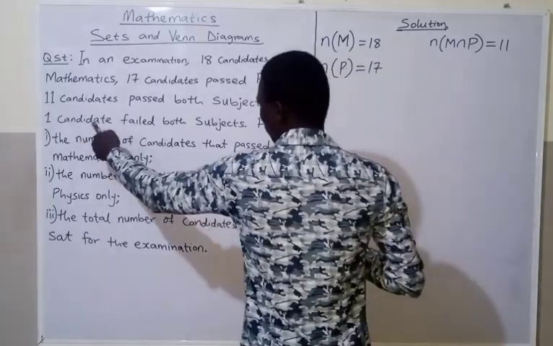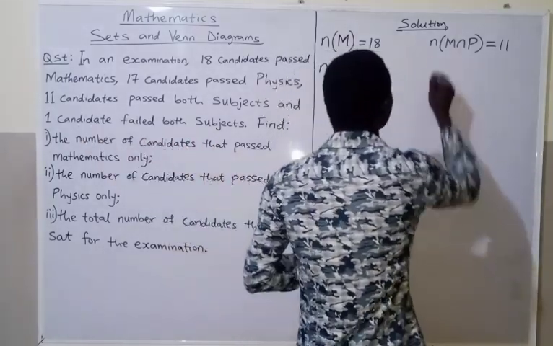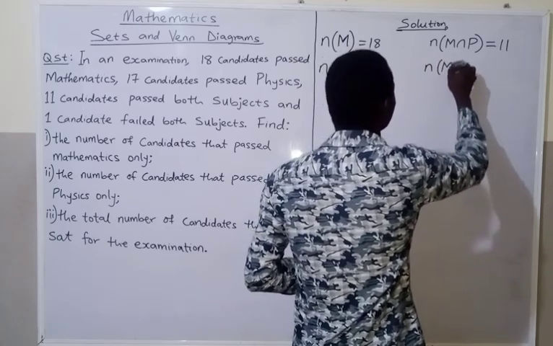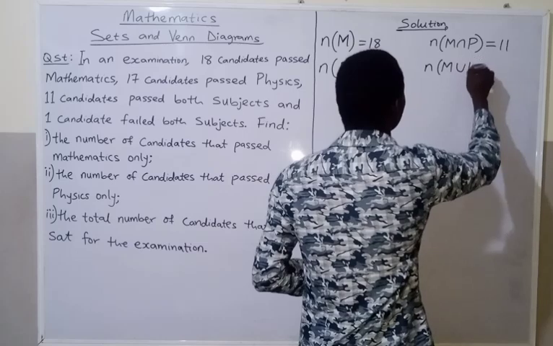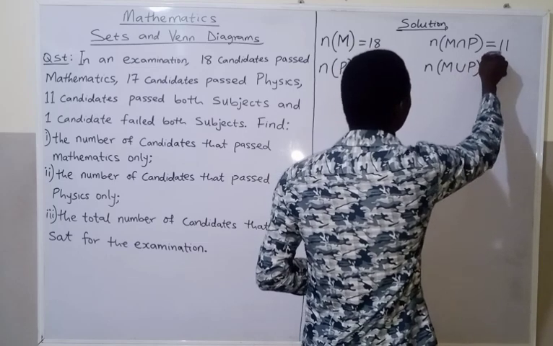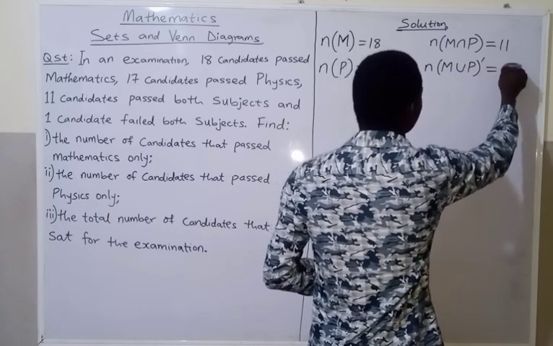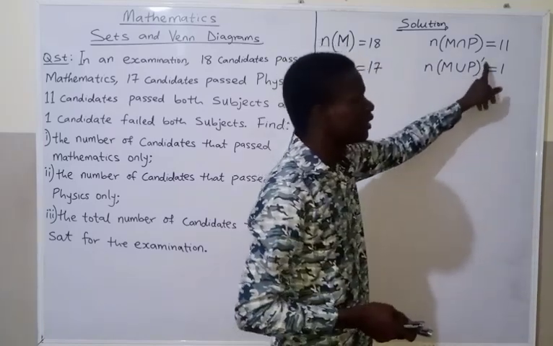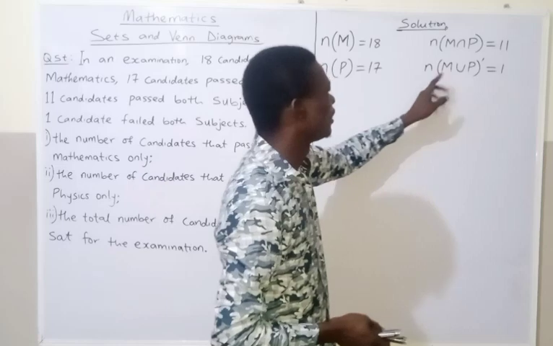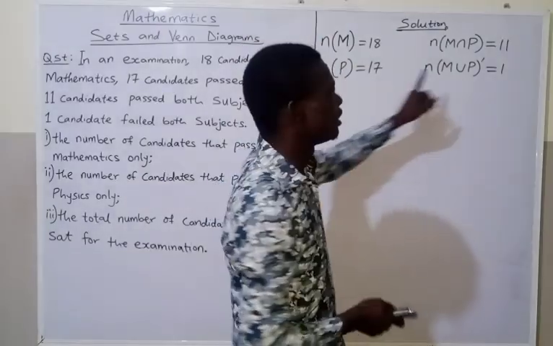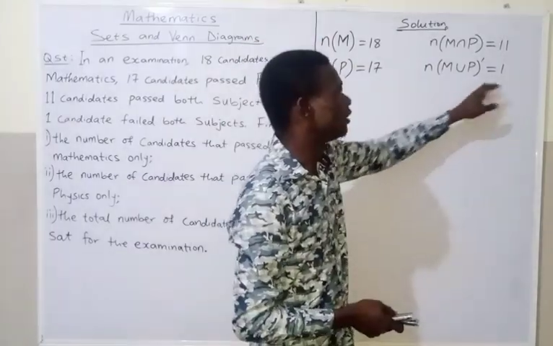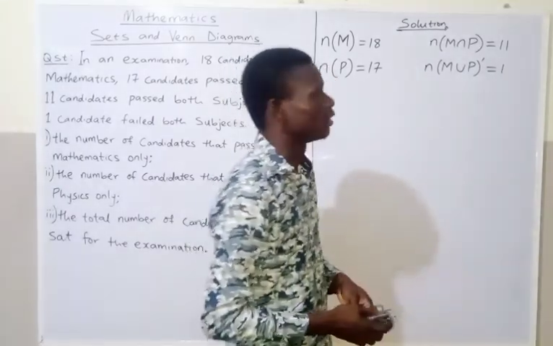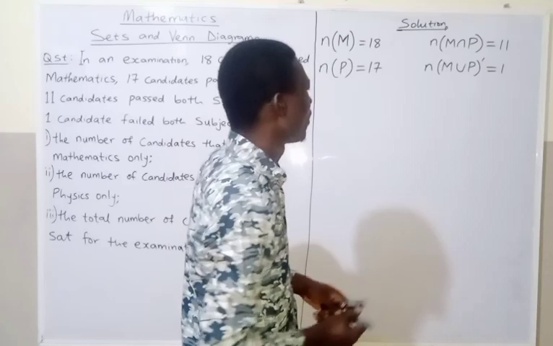Then 1 candidate failed both subjects, and the representation for that is mathematics union physics primed, and there is only 1 candidate for that. And remember, prime is the same thing as complement. So the number of candidates that sat for the examination but they did not pass any of these 2 subjects, it's just what, 1 person. So that's mathematics union physics. So we'll proceed to bringing up our Venn diagram.